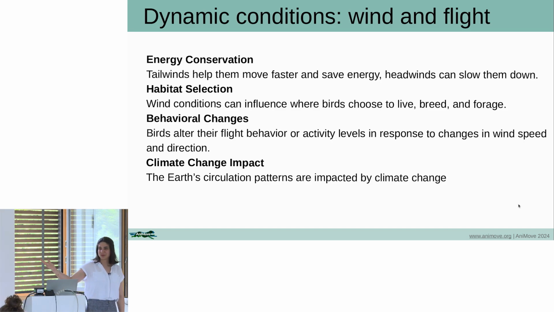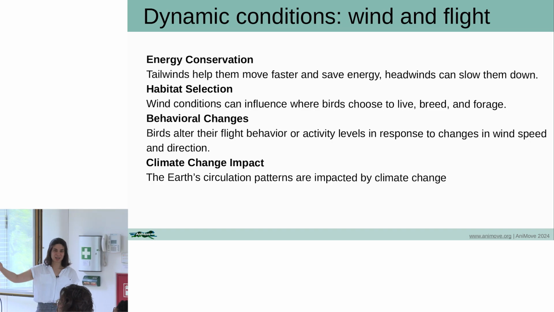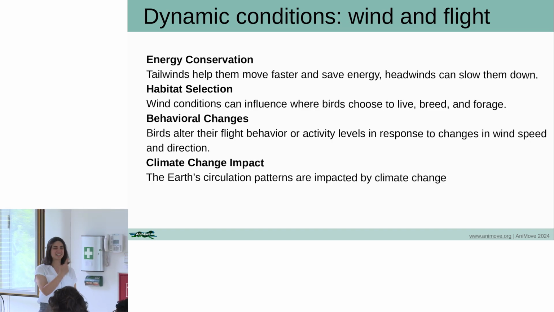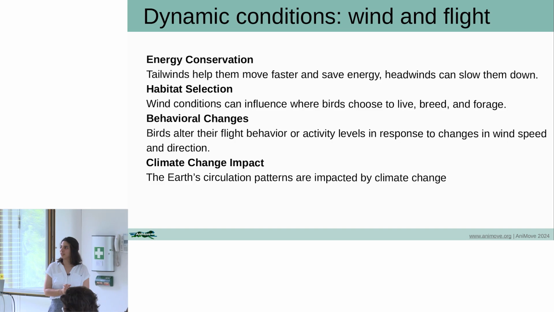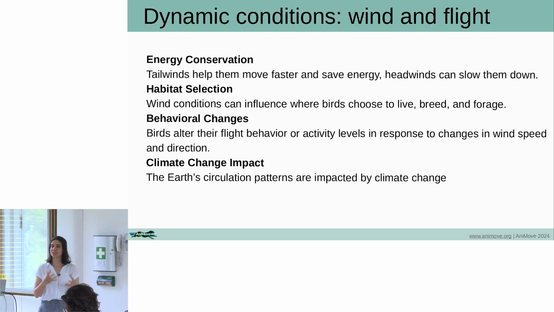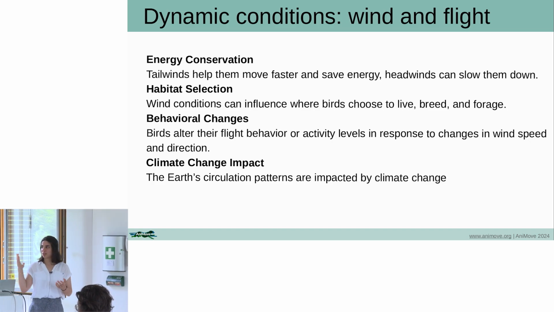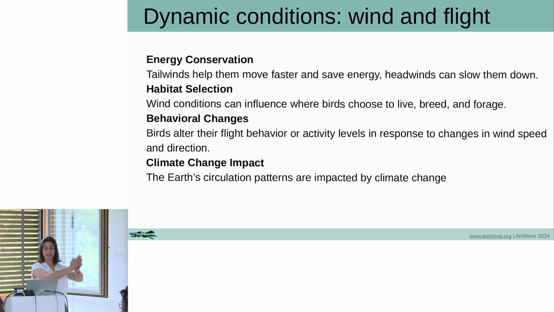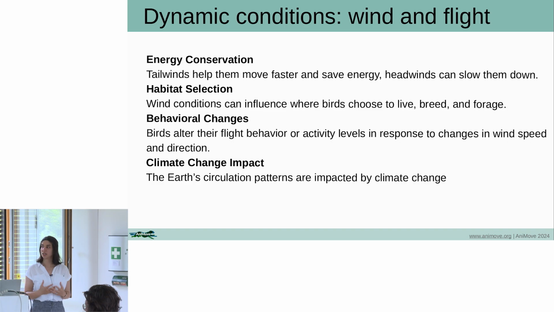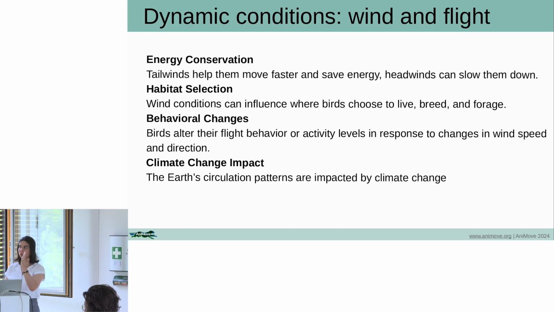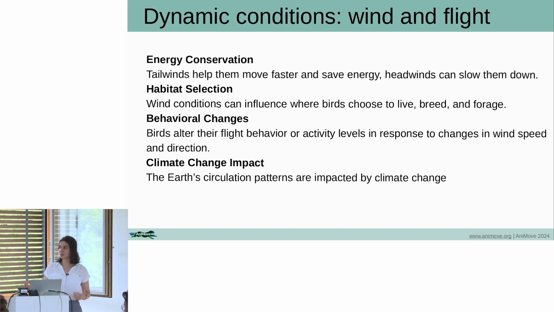I work on bird flight, so the one example that I will give is a bird flying in windy conditions. I just want to give you a little bit of background on why we study wind conditions and flight. Tailwinds, which are winds that blow in the same direction as an animal is flying, are really important in helping them move faster and save energy. If the wind is blowing from the other direction, it's going to blow in their faces, hinder them and slow them down.